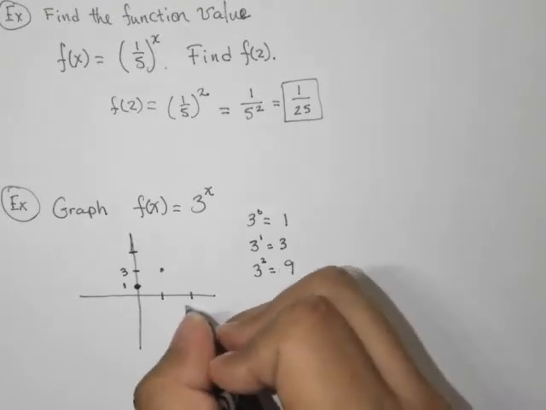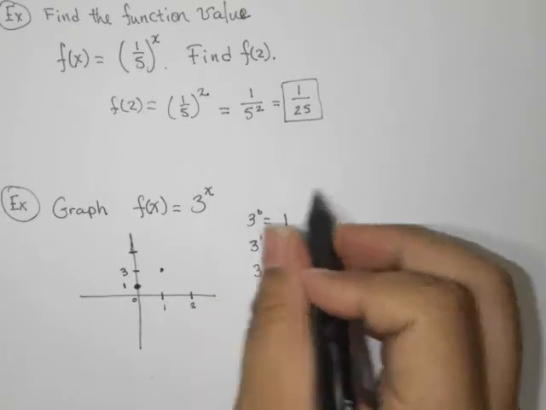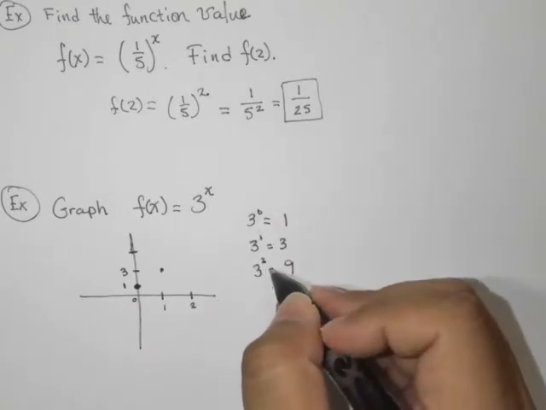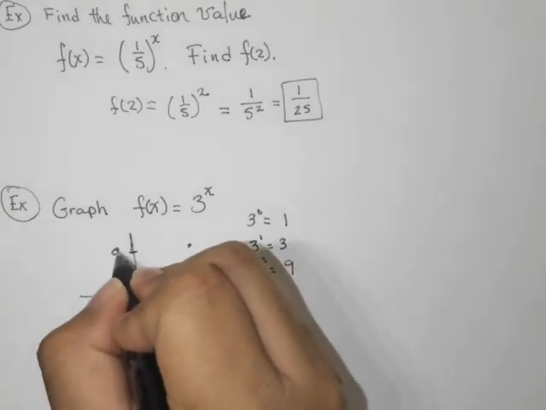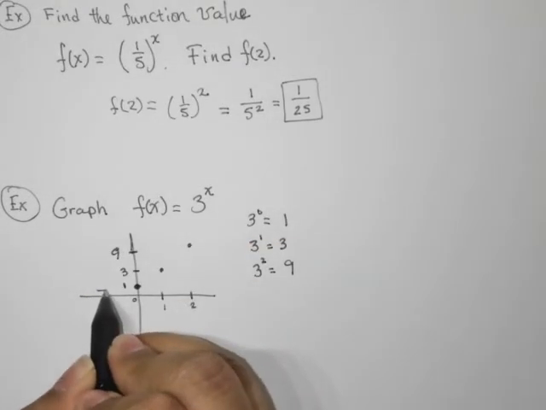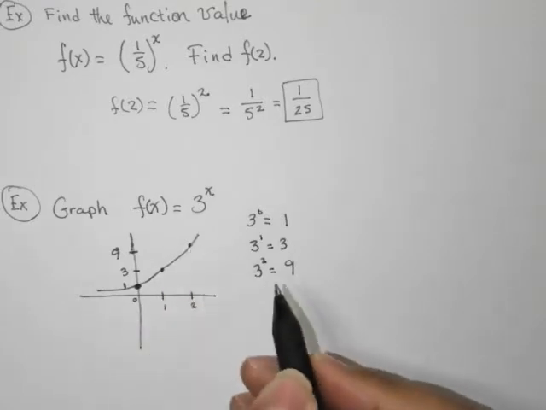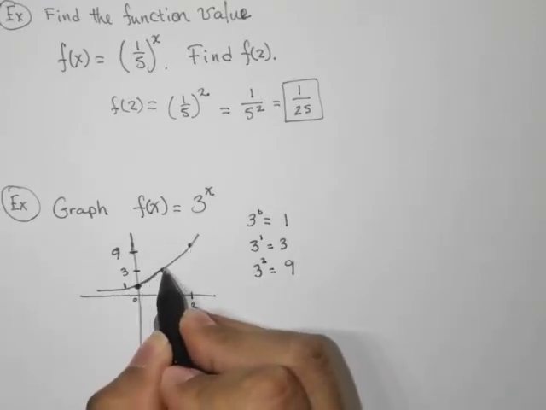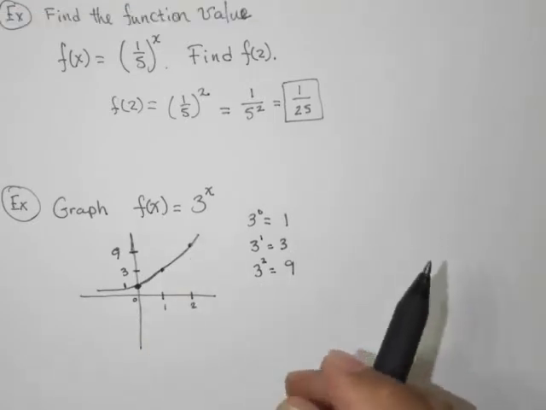And when x is 2, so this is 1, this is 2, this is 0. When x is 2, well, the output is 9. So let's call this one right here 9. And it's got some kind of curvature like this, some curvature like that, and that's a rough sketch of what this exponential function would look like.